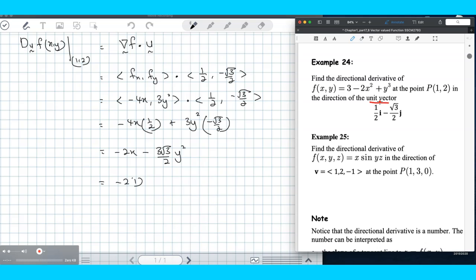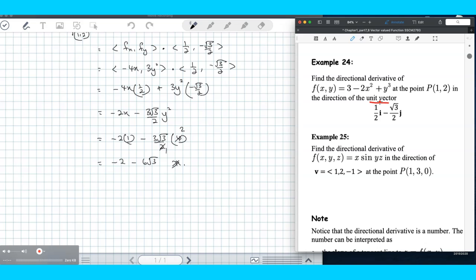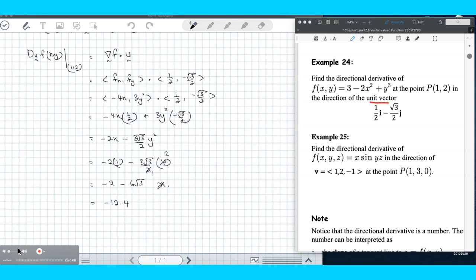Minus 2 times 1, negative 3 over 2 times 4. Then you have minus 2, minus 6, so minus 8 over 2... you can leave your answer in this form, or you can evaluate. If the question asks you to leave your answer in, let's say, one decimal place, so you will get minus 12 over, minus 12, 0.4.